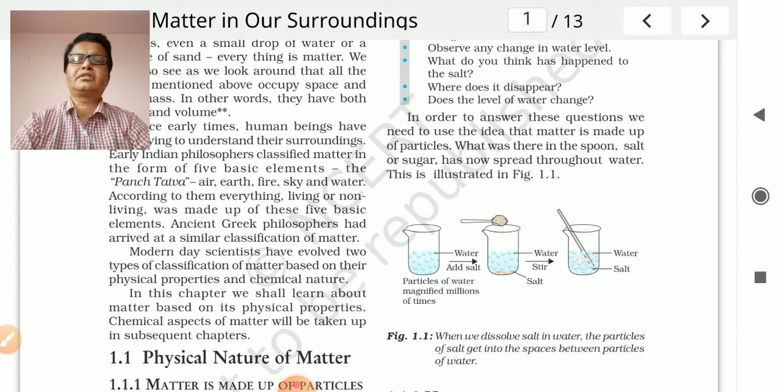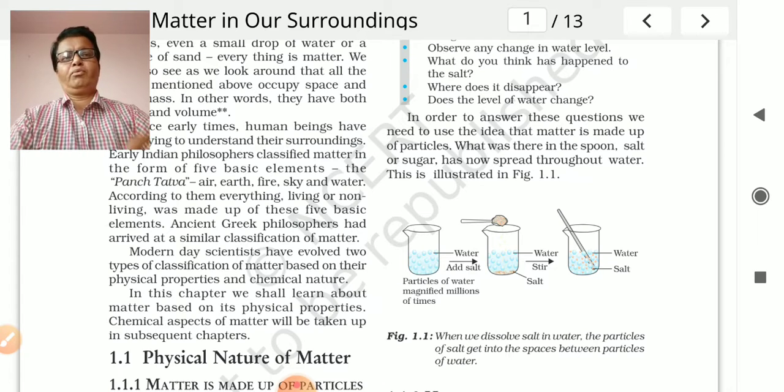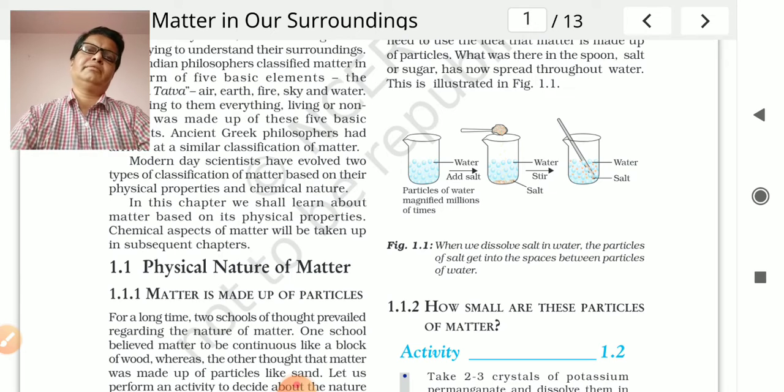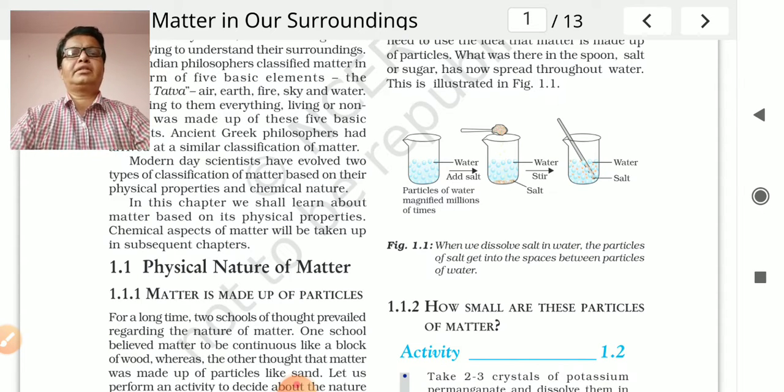Let us discuss one by one how matter is classified on the basis of physical properties and chemical properties. In this topic, point number 1.1 is the physical nature of matter. Actually, matter is made up of particles. Whatever matter is present around you is made of particles.